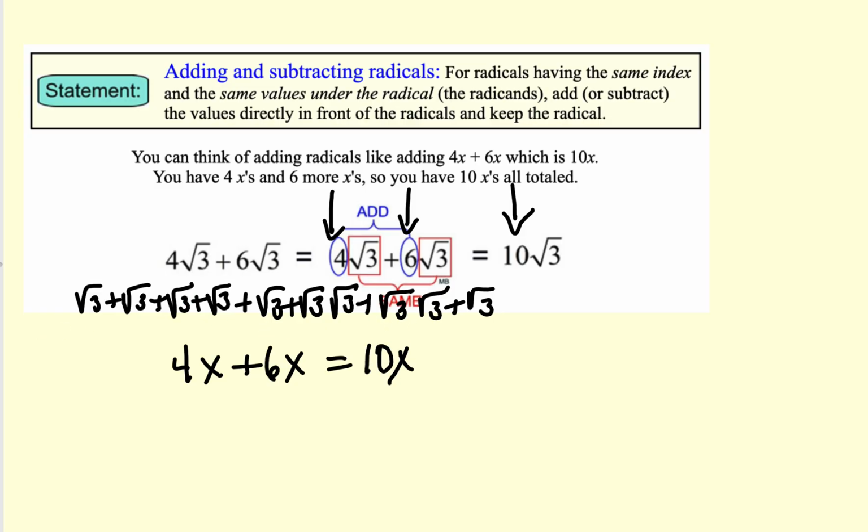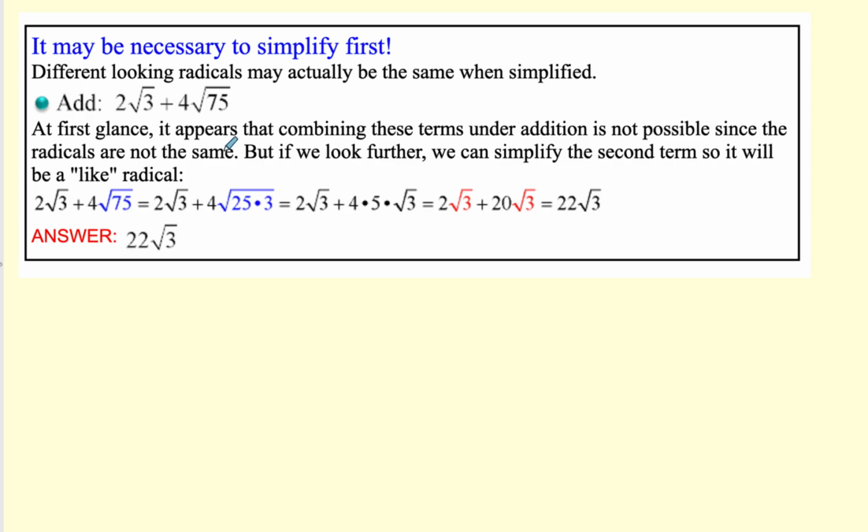We're collecting roots. All right, so when you have a problem like this, 2 root 3 plus 4 root 75, you cannot add them because they're not the same root. So what we have to do is take that root 75 and break it down, and simplify this part right here. And now it becomes this: now we have 2 root 3 plus 20 root 3. They are the same root, and now we can collect them just like x's, and we can say we have 22 of them. But you have to simplify first.